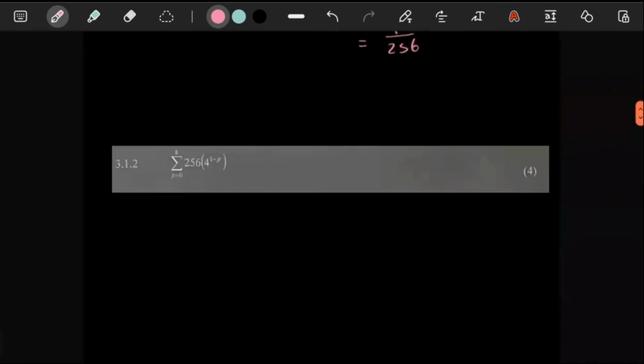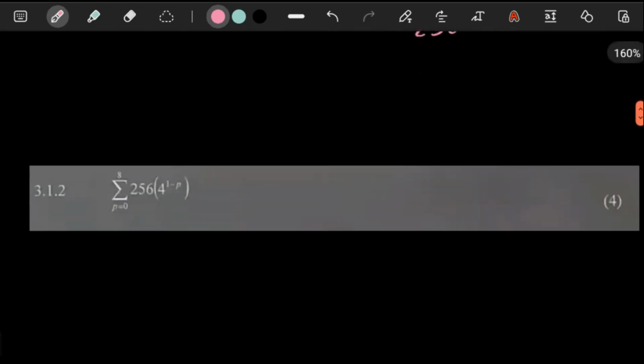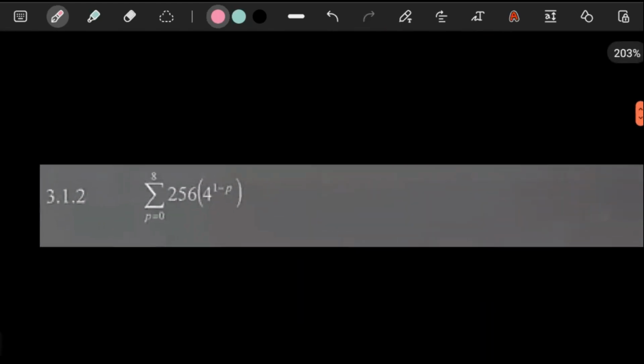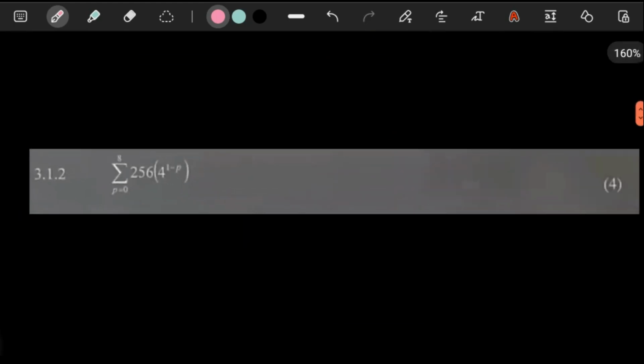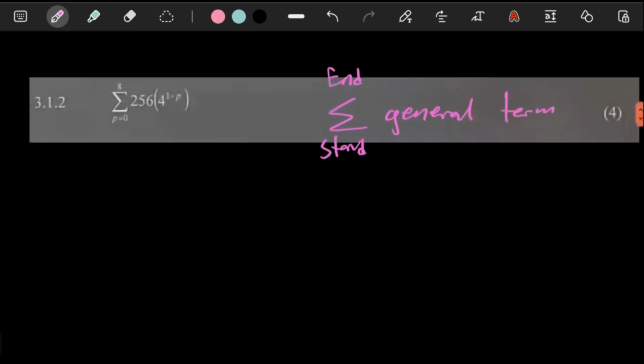The next question is out of 4. This is how you interpret this question: they're saying you should add up terms starting from where p is 0 until where p is 8. With this kind of question you want to be careful, because all sigma notation questions are in this format. They'll always have the general term here, and this is giving you where you're ending. This is giving you where you're starting, so where you're starting allows you to get a value for A in your formula.